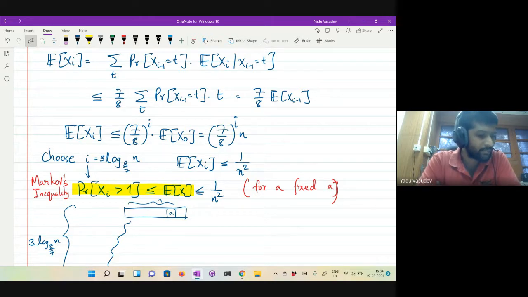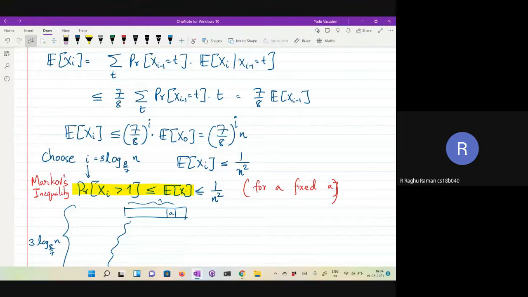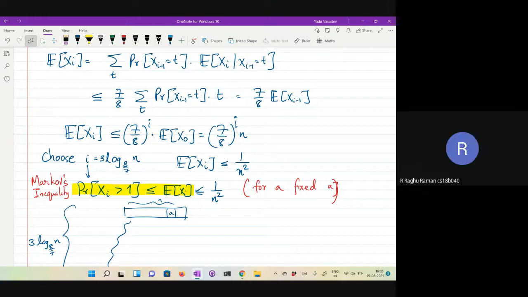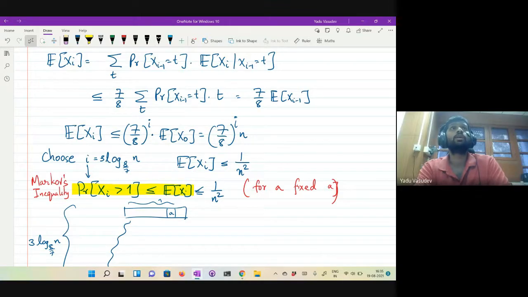So Raghu, you were saying something in between, right? Yeah, I think if you take A's position as some K, then do the analysis and maximize over K, you will get that it's still less than some 3T by 4. I think I'm getting 3T by 4 plus 3 by 2. Okay. Yeah.